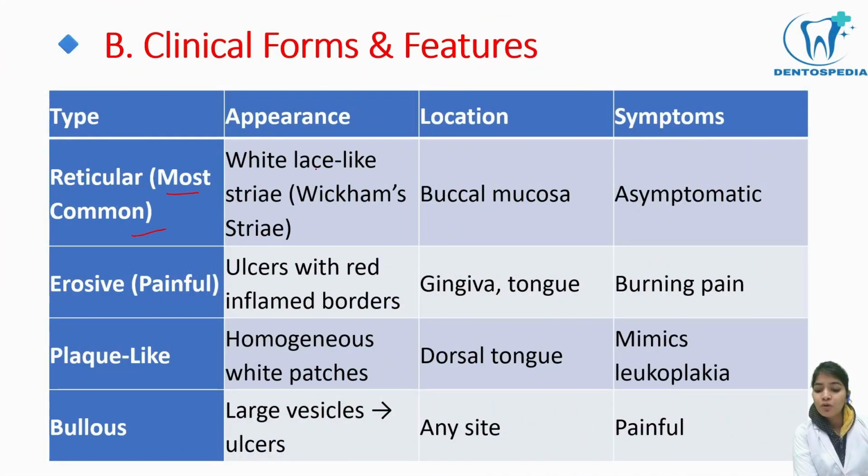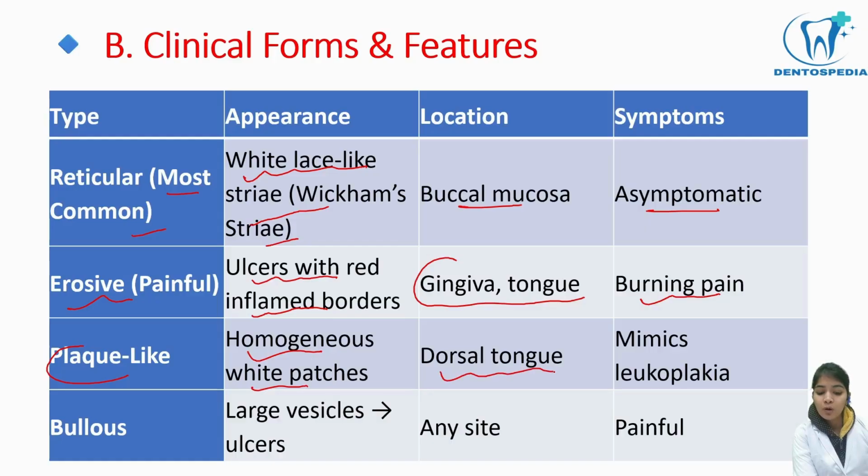Now, see, these are some clinical forms and features. Reticular, which is most common: you can see white lace striae, Wickham striae, in the buccal mucosa, and it is asymptomatic. Erosive, it is painful, with ulcers with red inflamed borders seen in gingiva and tongue, and there will be burning pain sensation. In plaque-like, there will be a homogeneous white patch seen on the dorsal surface of the tongue and it mimics leukoplakia. Bullous type, large vesicles can be seen at any site, and it is painful.